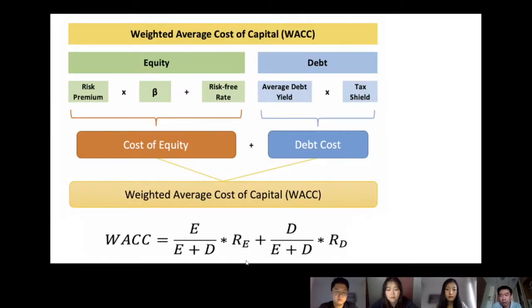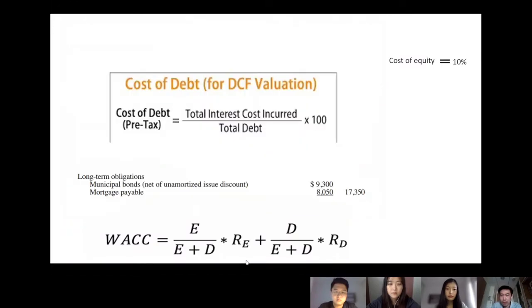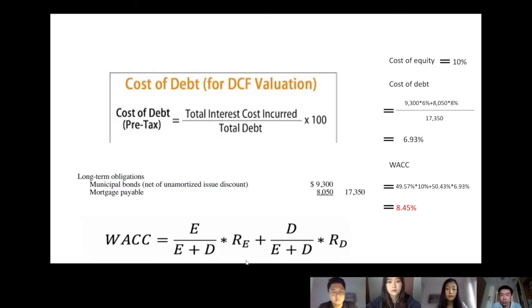In calculating the cost of equity, we need beta, risk premium, and risk-free rate, but there is no such data in the case. So we can't use the CAPM model and just use data from other hospitals, and the cost of equity is 10%. Cost of debt is interest incurred divided by total debt. Long-term debt includes payments on its municipal bonds averaging 6% and fixed mortgage payments at 8%. So the cost of debt equals 6.93% and WACC is 8.45%.